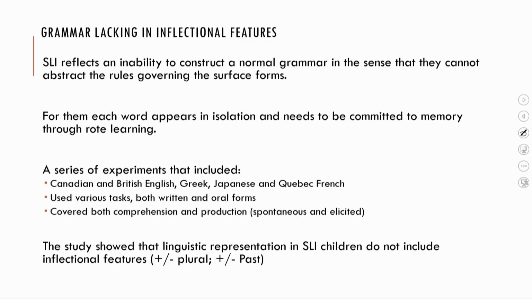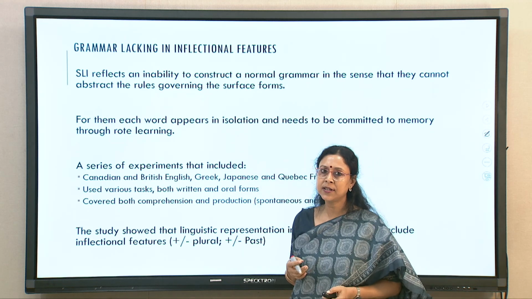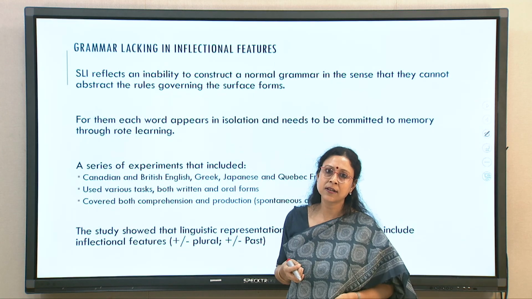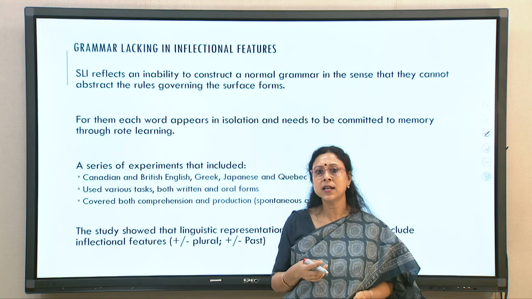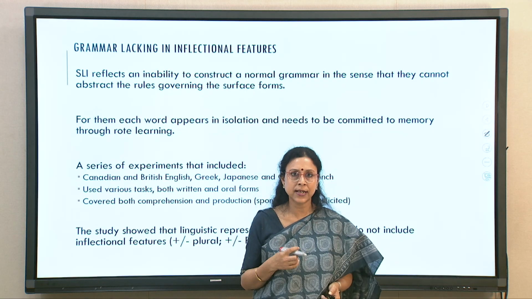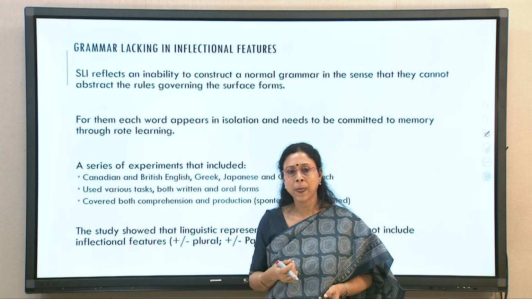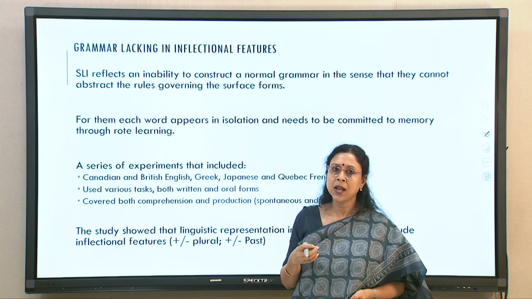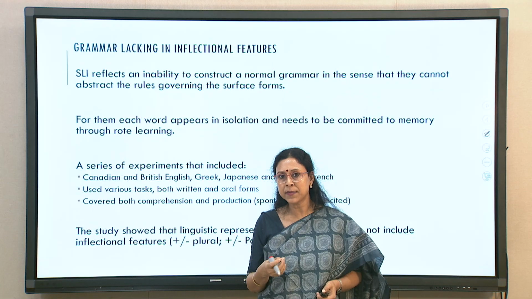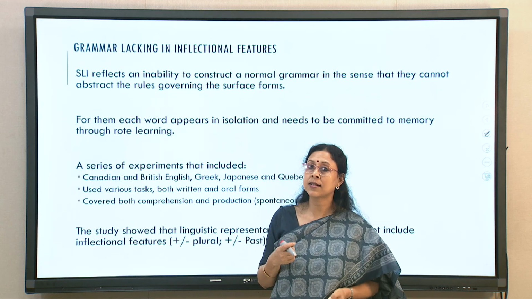So, this is another domain: grammar lacking in inflectional features, which we will look at now. SLI reflects an inability to construct a normal grammar, in the sense that they cannot abstract the rules governing the surface forms. That is the argument on the basis of which this has been proposed. The reason why they sometimes make mistakes with inflectional morphology is because they do not understand the rule.